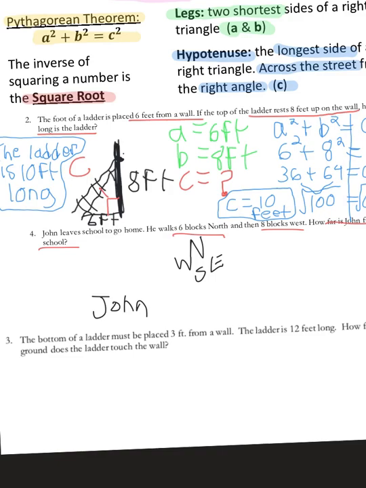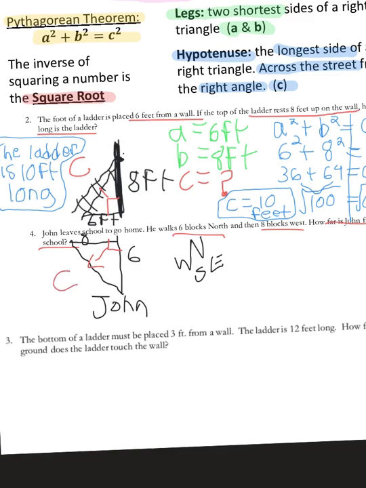They said he goes 6 blocks north. So I'm going to go 6 blocks north. So that's 6. And then it says he goes 8 blocks west. So I'm going to go 8 blocks west. So that's 8. And then we want to know how far is John from school. Okay, so here's the distance we're trying to find. The hypotenuse again, because that's how far he is from his school. So remember, across the street, so we're missing C.